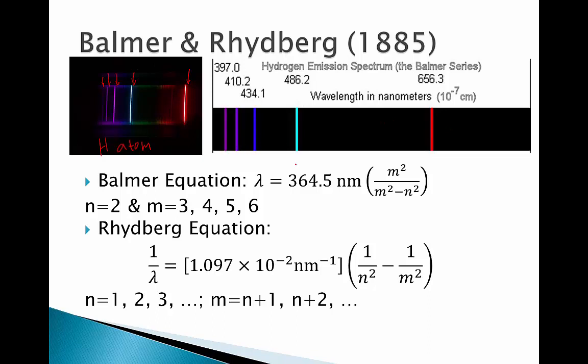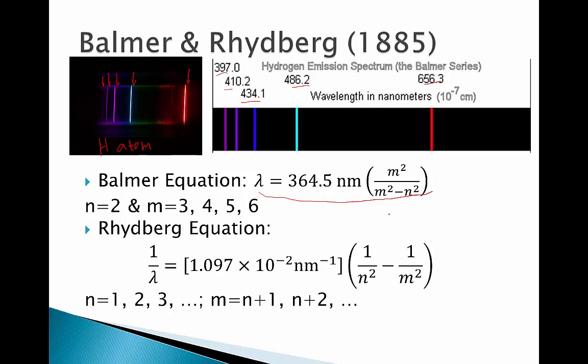Balmer noticed the same thing, and being a mathematician, he started looking at these numbers and wondering if there was a mathematical pattern to these lines. Because he was a very bright fellow, he was able to find such a pattern. This is called the Balmer equation. Lambda is the wavelength, and that's how he could calculate what these different numbers are using his equation. He said that lambda is equal to 364.5 nanometers times m squared over m squared minus n squared. Well, what are these values?